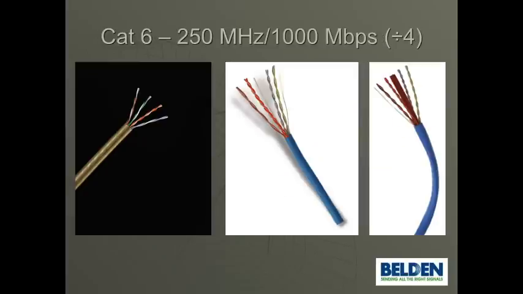Then we get to category 6. Now, here's the interesting thing. When you go from 100 megahertz to 250 megahertz, which is what this is, the reason you're doing this is to make the boxes at the ends cheaper. Because when you have more bandwidth, you have more lanes on the highway, you can get more cars through more easily. This is what they're talking about.